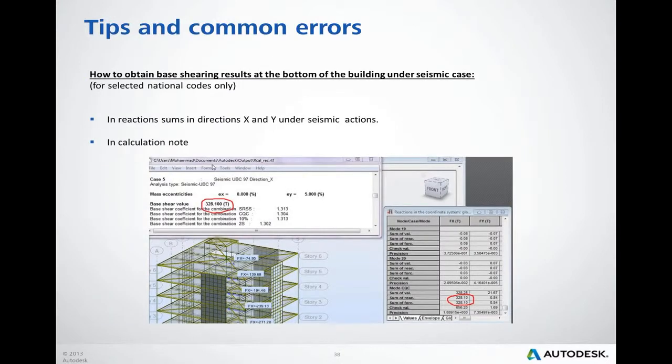How to obtain base shear force? Either one can look at the sum of reactions in the reactions table in the Z direction, or it's presented for some selected codes for which base shear is required to be calculated. This value is presented in the calculation node.